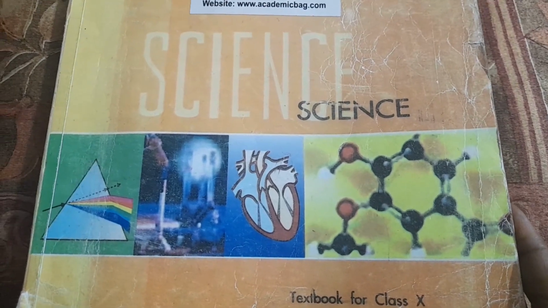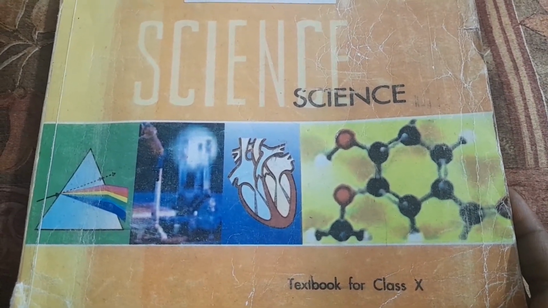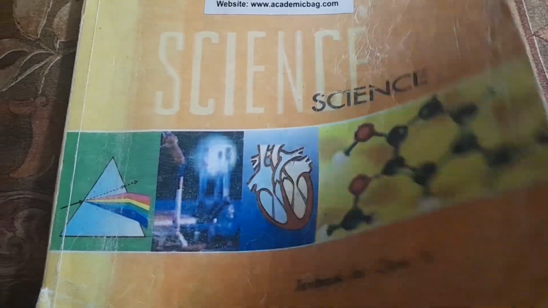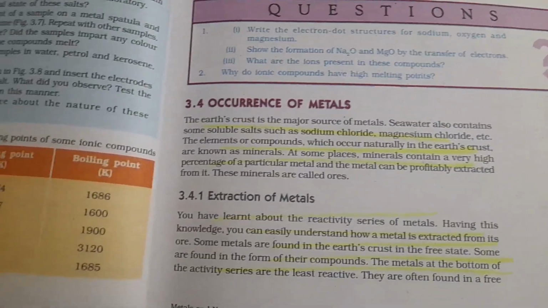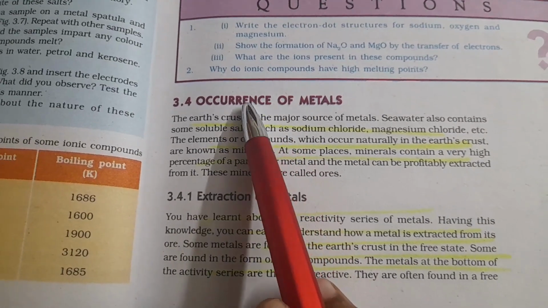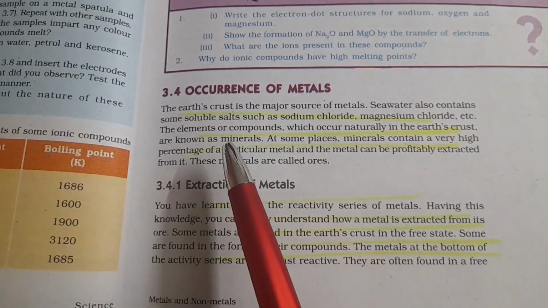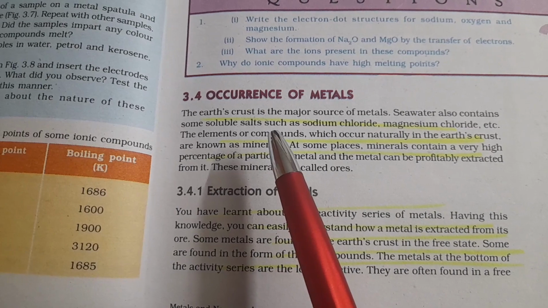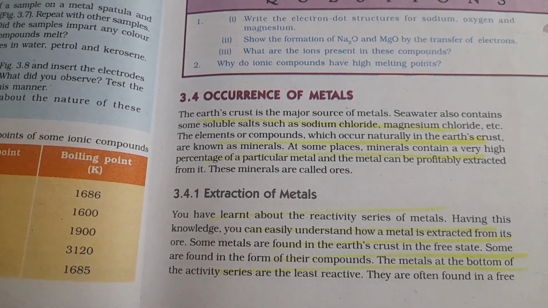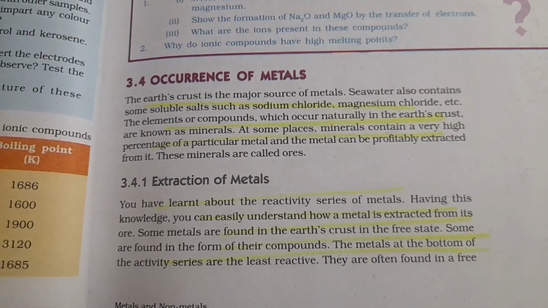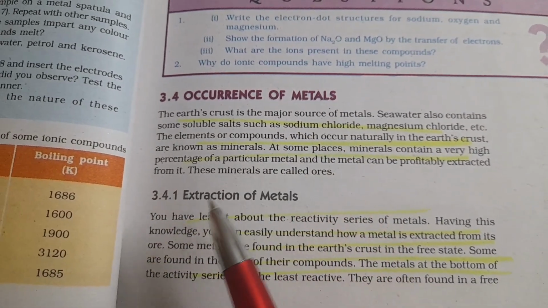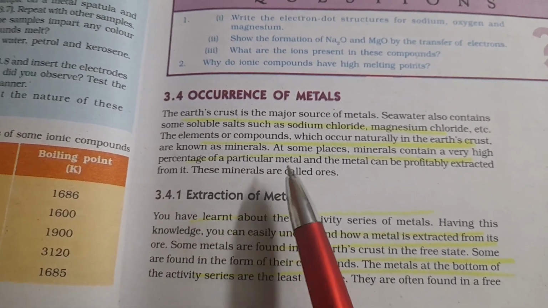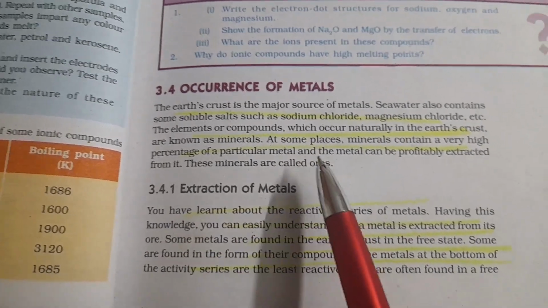Today we are going to continue with class 10 science. We were doing chapter 3, Metals and Non-metals, and we are going to continue with the topic occurrence of metals. We already learned in our last session about the properties of ionic compounds, and today's topic is very important. When you go to higher classes also, there is high importance for this particular topic.